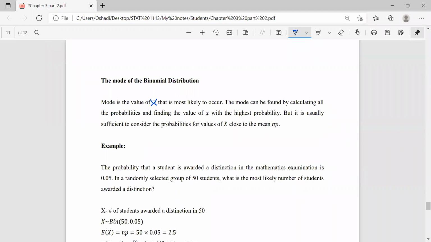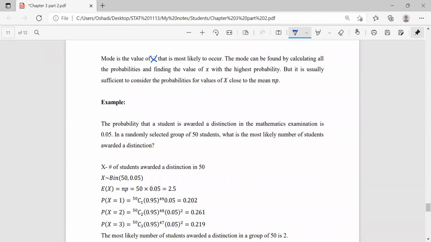But in the binomial distribution, it is usually sufficient to consider probabilities for values of x close to the mean np. So we know that the mean of the binomial distribution is np. And if we find the probability values close to the mean value, then the mode is somewhere close to the mean. So that is the concept.